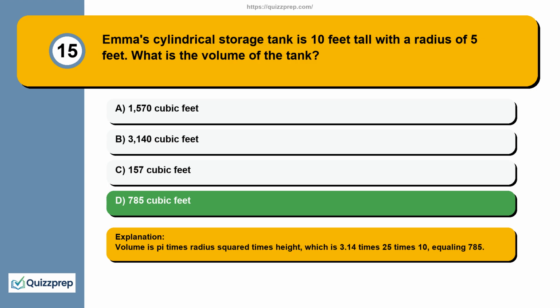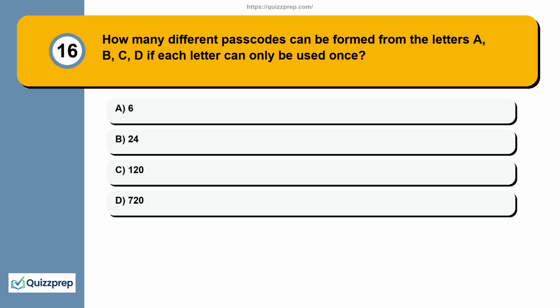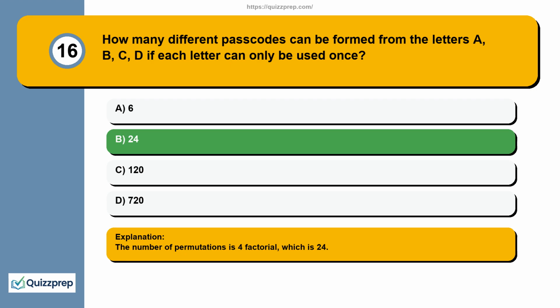Volume is pi times radius squared times height, which is 3.14 times 25 times 10, equaling 785. Question 16. How many different passcodes can be formed from the letters A, B, C, D if each letter can only be used once? 6, 24, 120, 720. The number of permutations is 4 factorial, which is 24.